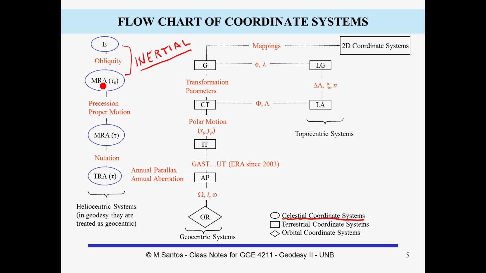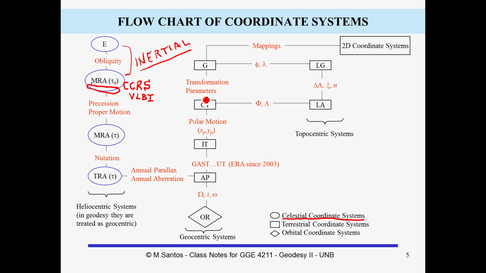If you disregard the ecliptic, we have a system that is probably the most important system that we can have in geodesy, which is the mean right ascension system at a particular epoch tau 0. This is a reference epoch, and we call this the conventional celestial reference system. It is basically determined through astronomical measurements. The main technique used for that is VLBI, very long baseline interferometry. It is a fascinating field.